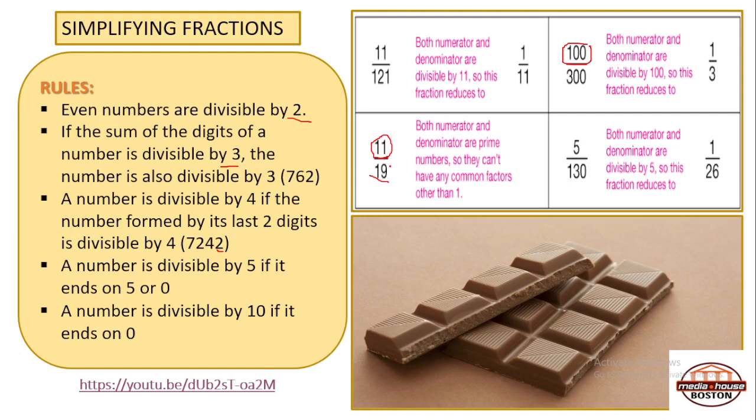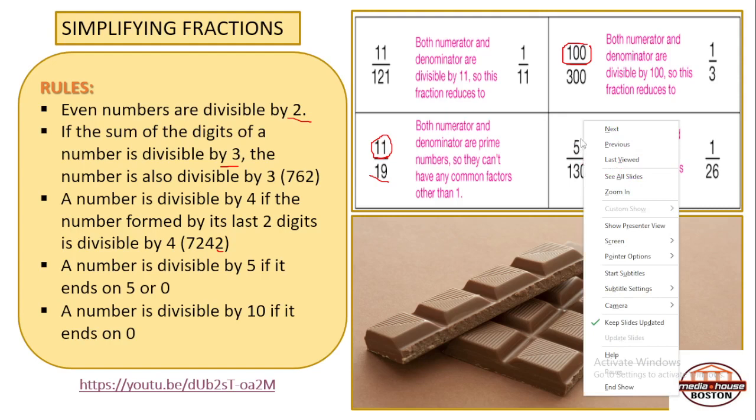Then now we look in terms of our prime factors. If we use any prime factor here, both numbers, when divided by the prime factor, will not give a whole number but a recurring decimal, or irrational numbers where the decimals are not recurring. So we cannot simplify this fraction. Therefore we leave it as it is, as 11 over 19. And then we take a look at this one. Both the numerator and denominator are divisible by 5. So this fraction can be simplified to 1 over 26, where we divide everything first by the numerator.